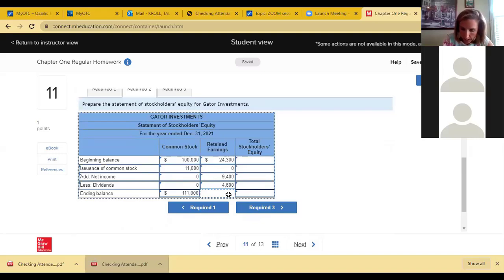And I'm going to subtract 4,600. And it says 29,100. And then I have to add across on all of these. So 124,300, 11,000. And then you can double check that you did your math correctly by adding and subtracting down and adding across the bottom. So it should equal in the corner.